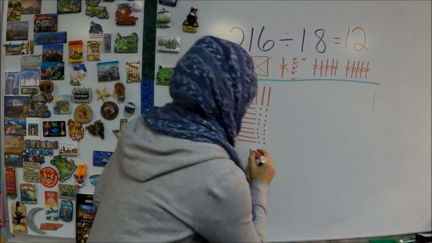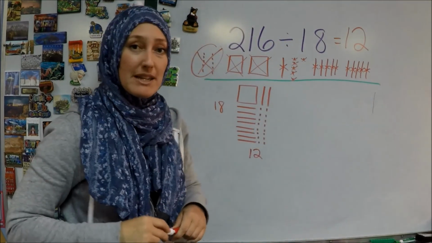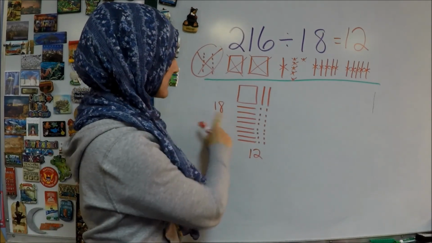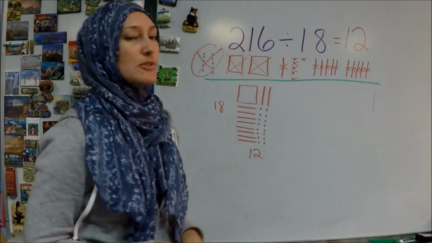And if you want to think of it in terms of multiplication, then again, those 3 numbers are like a family. So 18 times 12 will get you back to 216.